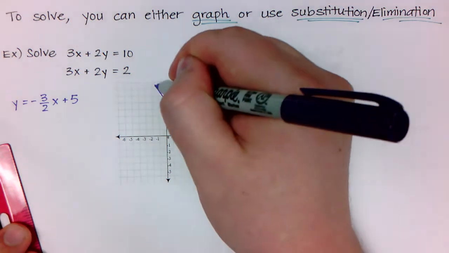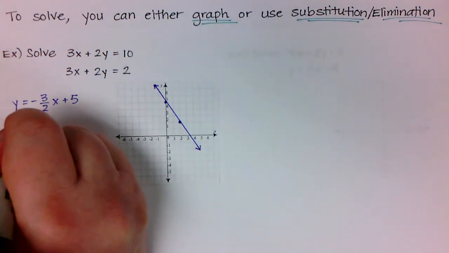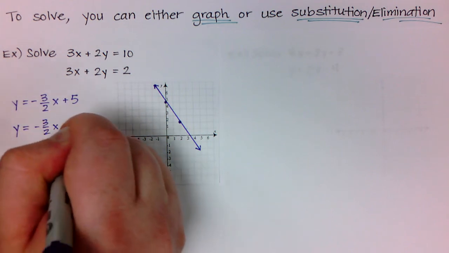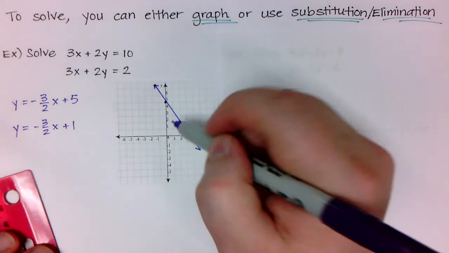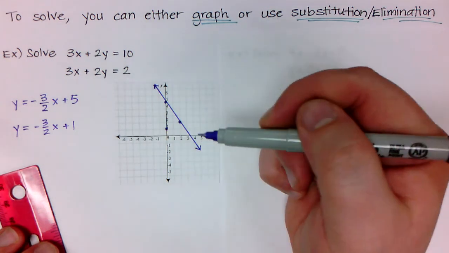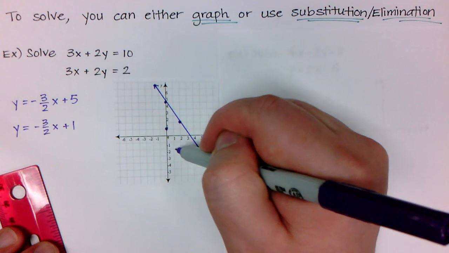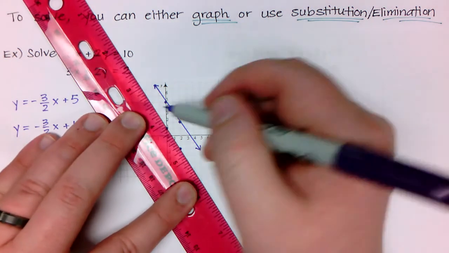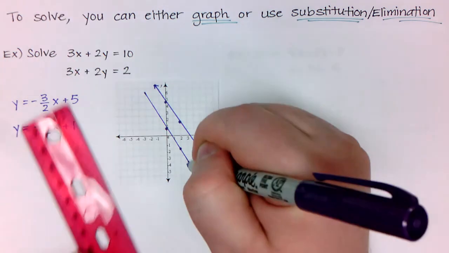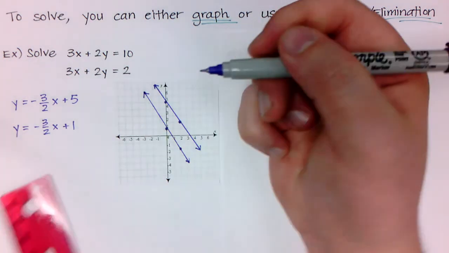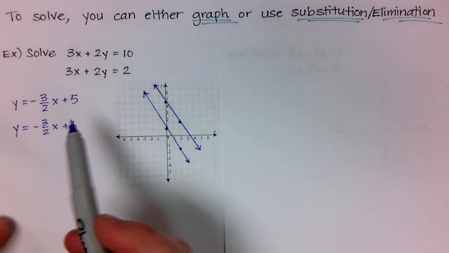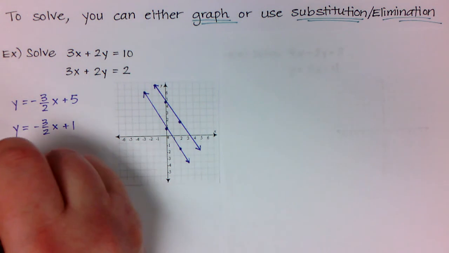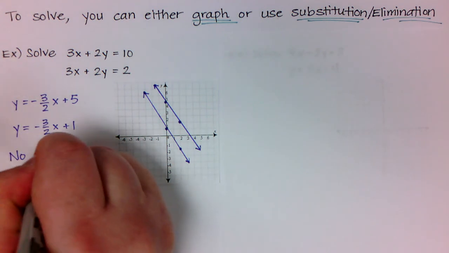Perfect. Let's rewrite the second one. When I get the y alone, I'm going to have negative 3/2 x plus 1. So I already see that it has the same slope, but this time it's crossing at 1, and it's going to go down 3 and over 2. And then when I draw my line, look at that. It is a parallel line to the first one. And so what we wrote down before was if they have the same slope but different y-intercepts, then we're going to say that it has no solution because they're never going to meet.